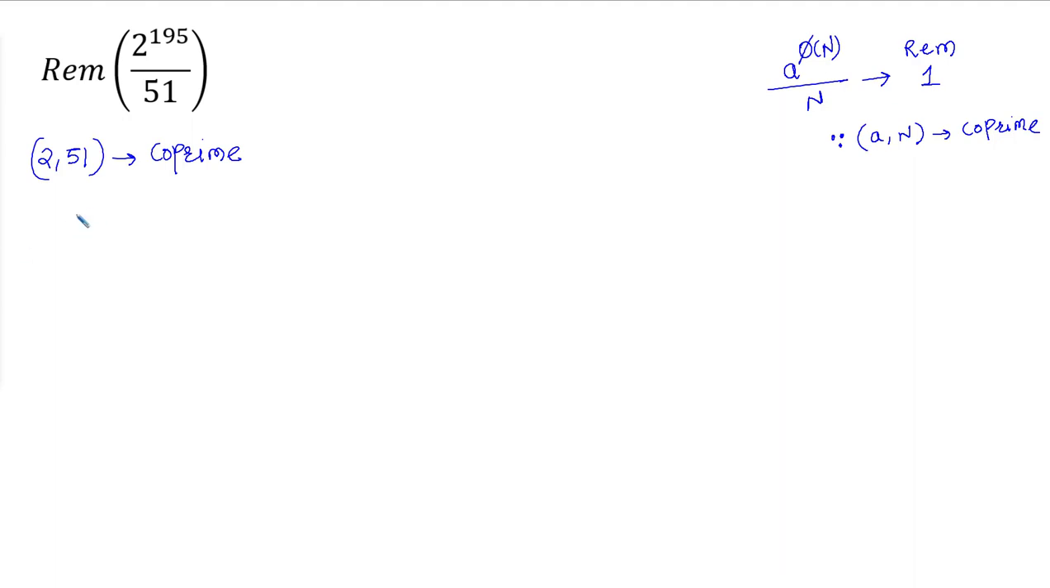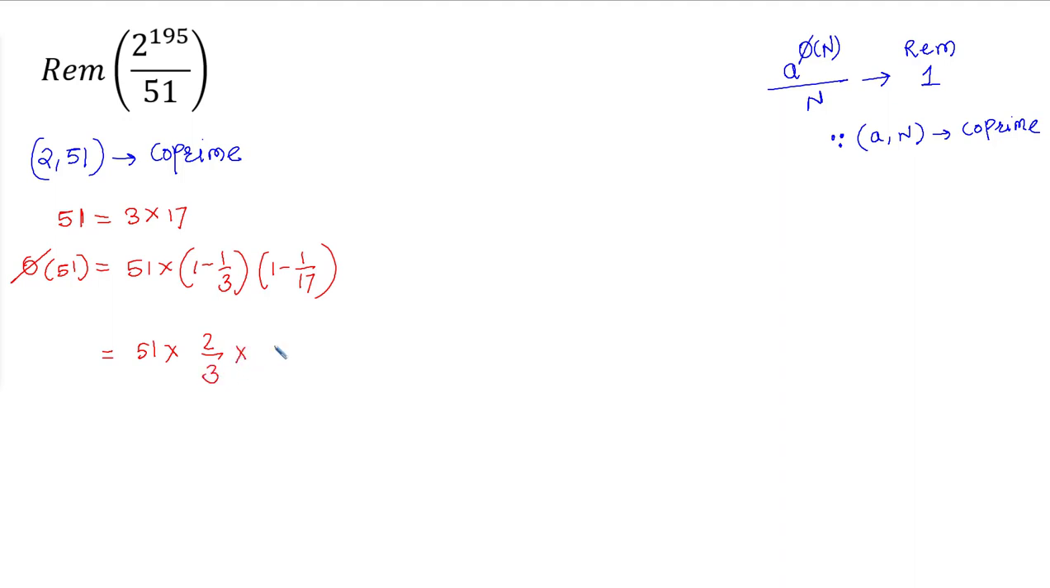So we are dividing it by 51, so we need to find the Euler of 51. So 51 is equal to how much? 3 into 17. So the Euler of 51 is going to be how much? 51 into 1 minus 1 by 3, into 1 minus 1 by 17. So the Euler is going to be 51 into 2 by 3 into 16 by 17. That is equal to how much? 32. 51 and 3 into 17 will get cancelled out. So Euler of 51 is 32.